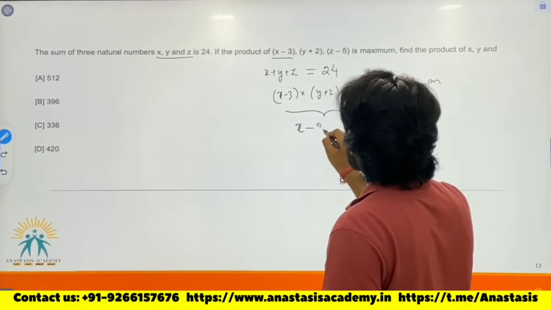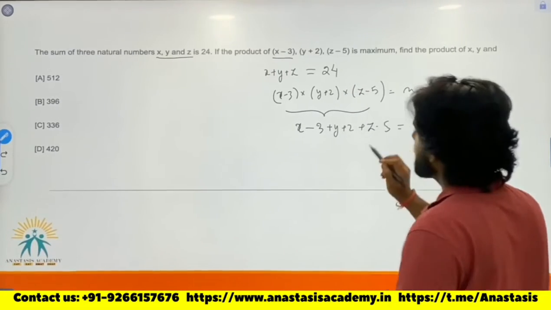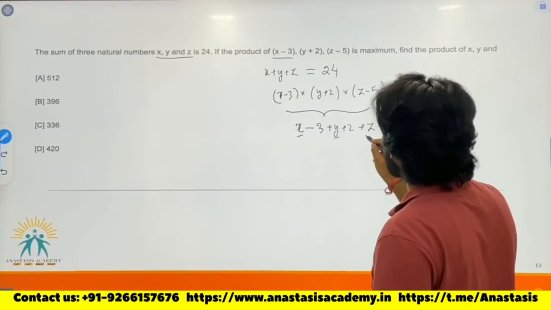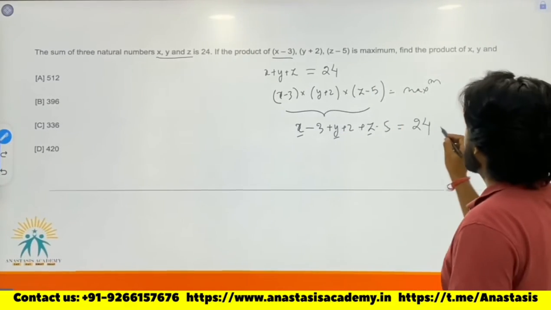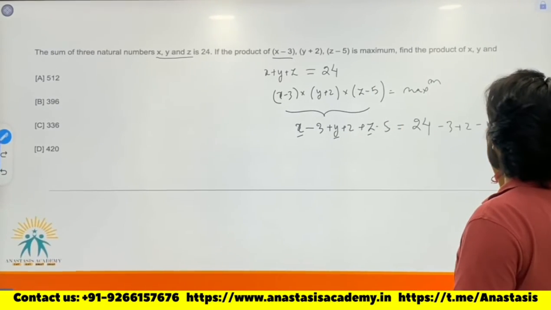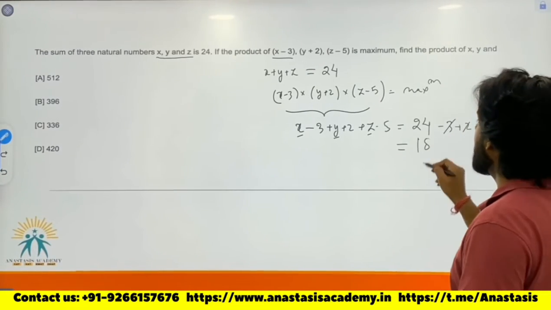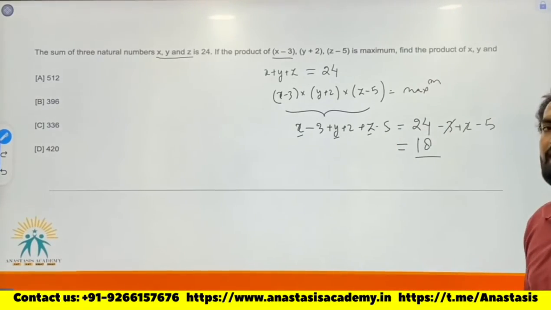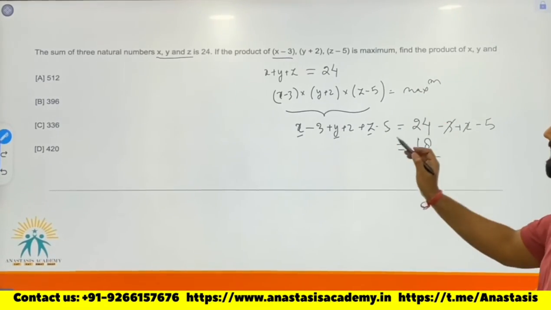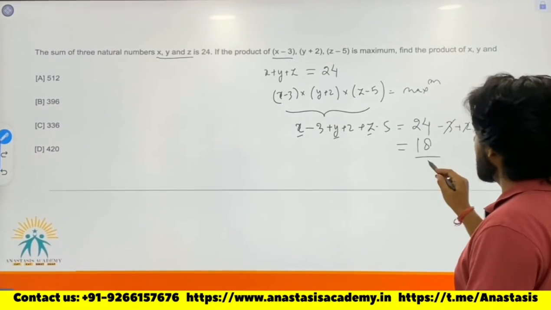I have x minus 3, y plus 2, z minus 5 with a constant sum, because x plus y plus z is already given to me as 24. Now minus 3 plus 2 minus 5, this is minus 1 minus 6, so 24 minus 6 is 18. So I know the sum of these three terms is constant, that is 18. So the product will be maximum when these three terms are equal.